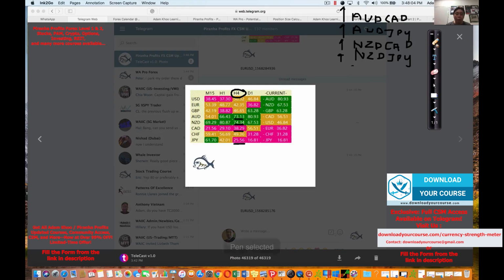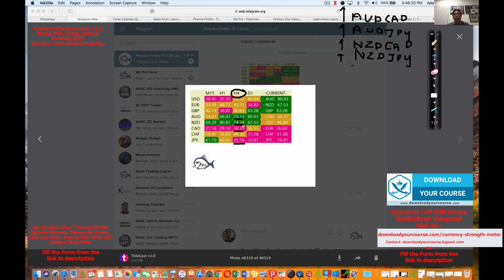Now, let me ask you a question. Would it make sense to want to trade the Aussie New Zealand pair, right? To trade Aussie New Zealand? No, it won't make sense, right? Because the Australian dollar is strong and New Zealand is strong. So they are both strong currencies, right?